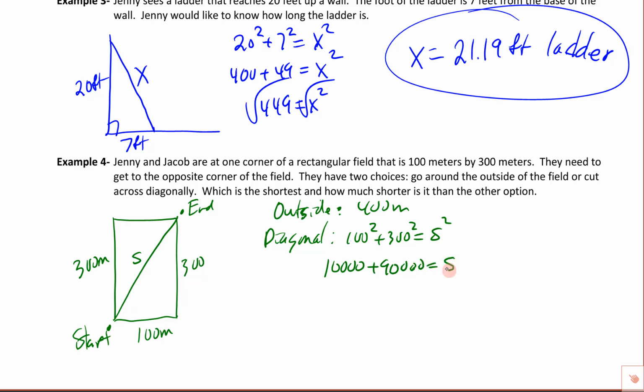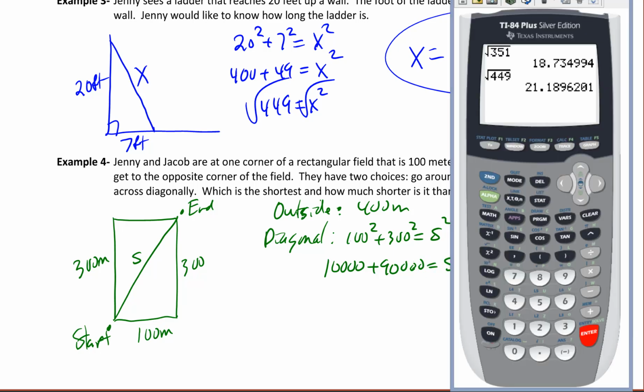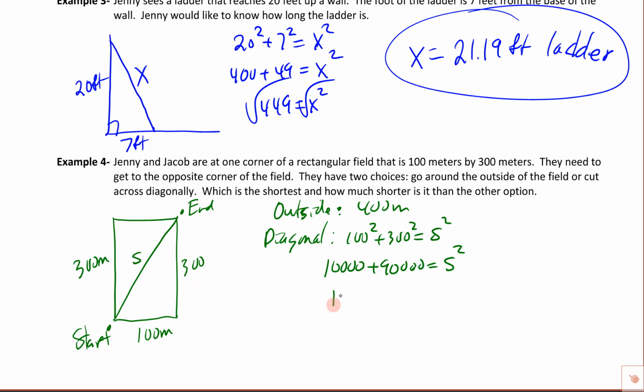Now, I would not just rely on that. So let's just double check on the calculator. Let's do 100, and we'll square that. 10,000, so we're in good shape there. Let's do 300, and we'll square that. 90,000, so we're in good shape there. So these add up to 100,000 altogether. All right, and that equals s squared. So we're going to take the square root of both sides right here.